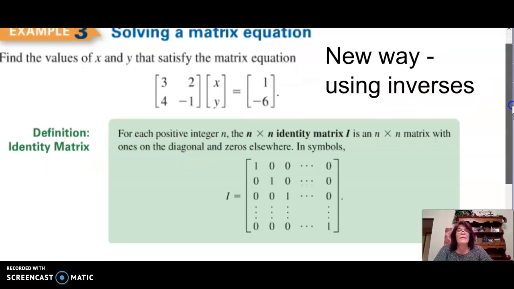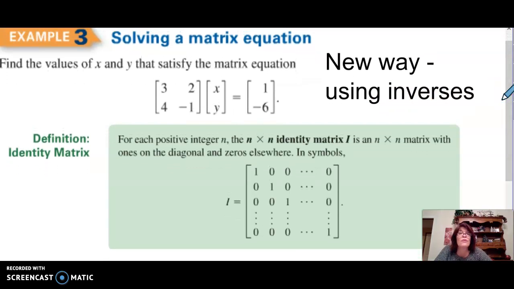All right, I'm going to show you how to solve a matrix equation a new way using inverses. First of all, I want you to remember the identity matrix, which we already talked about in 6-1. The identity matrix has a diagonal of 1s and 0s everywhere else. If I multiply anything by the identity matrix, I get my own matrix back. It's like a big 1 in our multiplication. It's the identity for multiplication, not for addition.